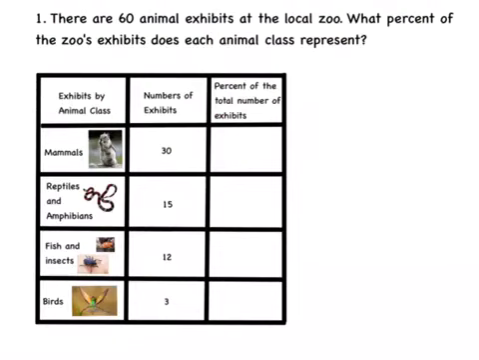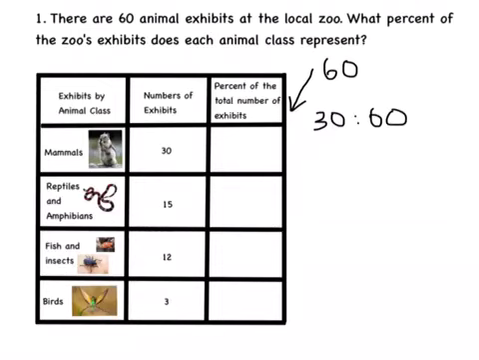Okay, so there's total 60 animals. And what we need to find is the ratio, okay? The percentage. And we need to first find the ratio and then change it into percentage so we can know the percentage, okay? So if we look at the first one, it's 30 exhibits out of 60 exhibits. So the ratio would be 30 to 60.